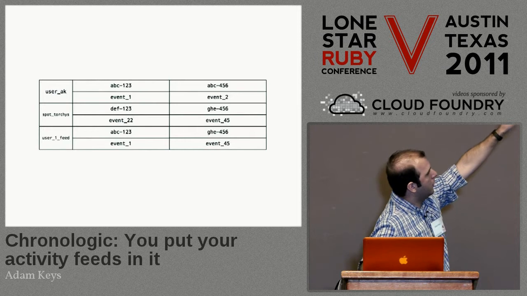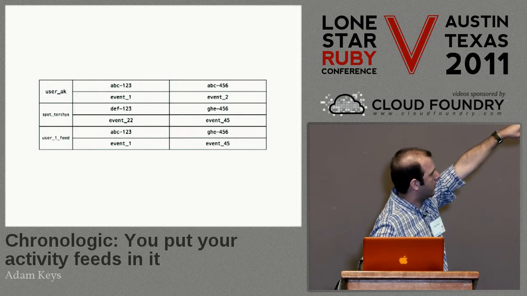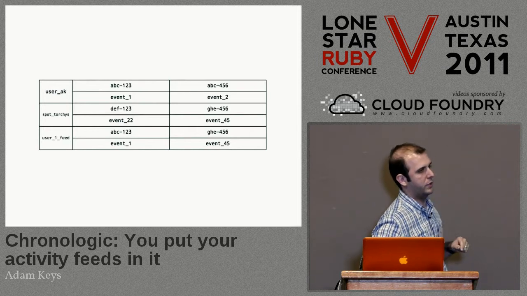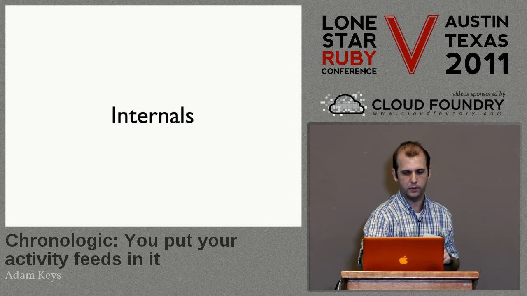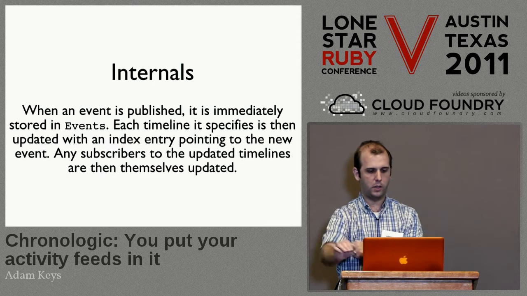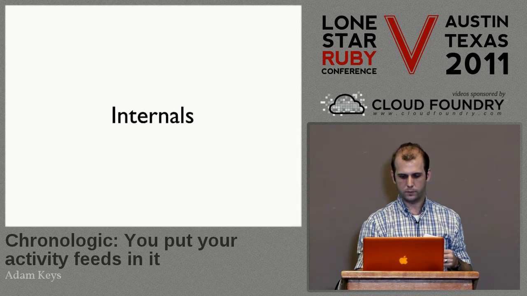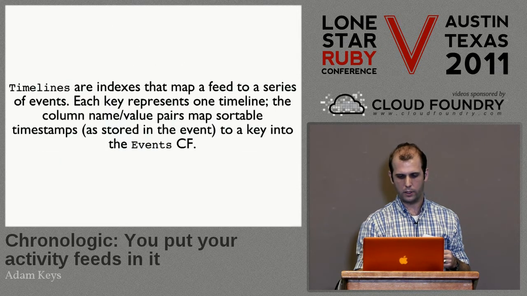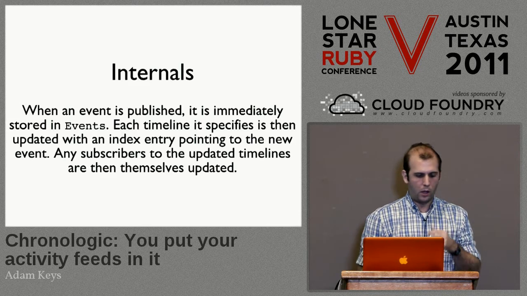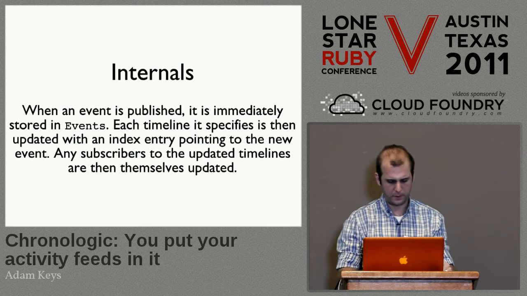So when you pull an event, you grab all these column names, and you grab the value, and then you grab the events that are referred to by those column values. So the still events. Okay, I just lost myself. Pardon me.